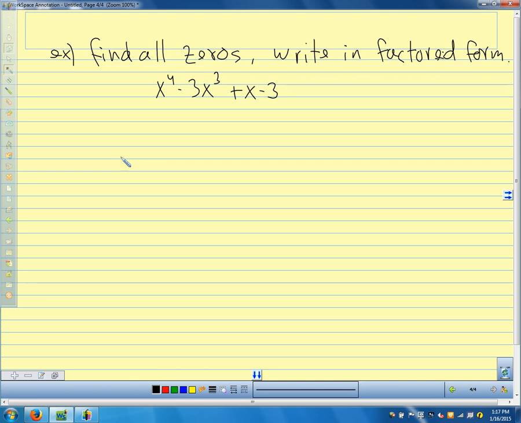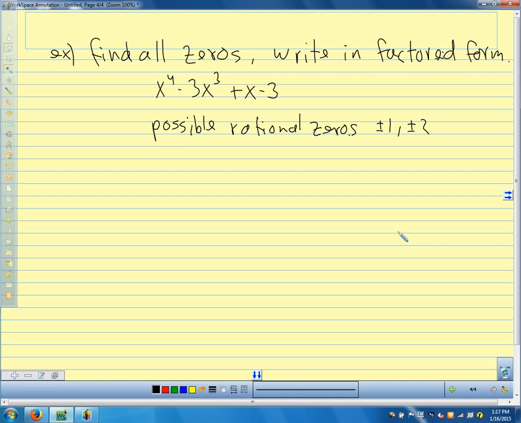P's and Q's. So this one's nice, right? What are our possible rational zeros using our P's and Q's? Since our P is 3 and our Q is 1, and each of those prime, we don't have very many. What are our possible zeros? Plus or minus 1 and plus or minus 3. Those are the only possible rational zeros.